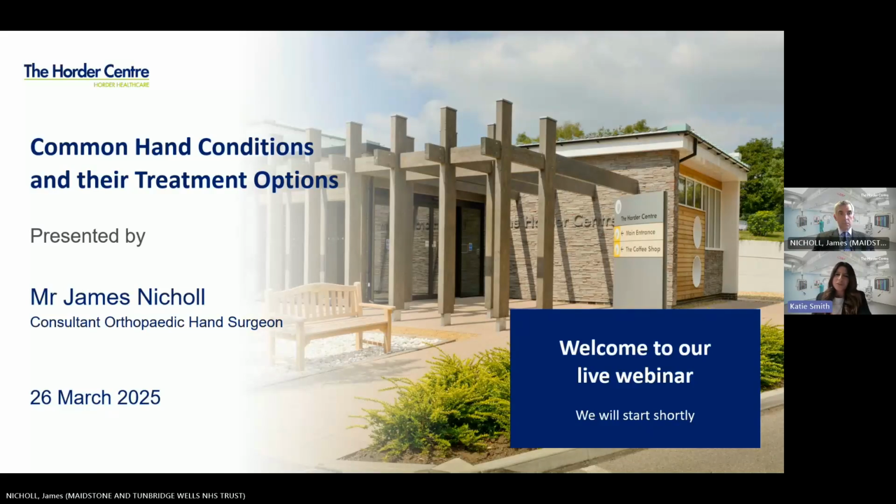I'm Katie, one of the members of the marketing team, and I'm delighted to be joined by Mr James Nicholl, who's one of our consultant orthopaedic surgeons here at the Horder Centre. Mr Nicholl treats the full spectrum of hand and wrist problems, including total joint replacements for the finger joints and thumb base, arthroscopy of the wrist, as well as common conditions such as carpal tunnel syndrome, Dupuytren's contracture, thumb arthritis and tennis elbow, many of which he will be discussing this evening.